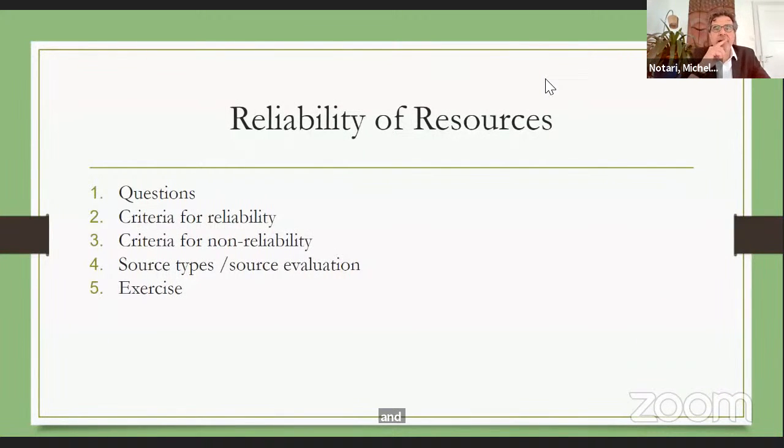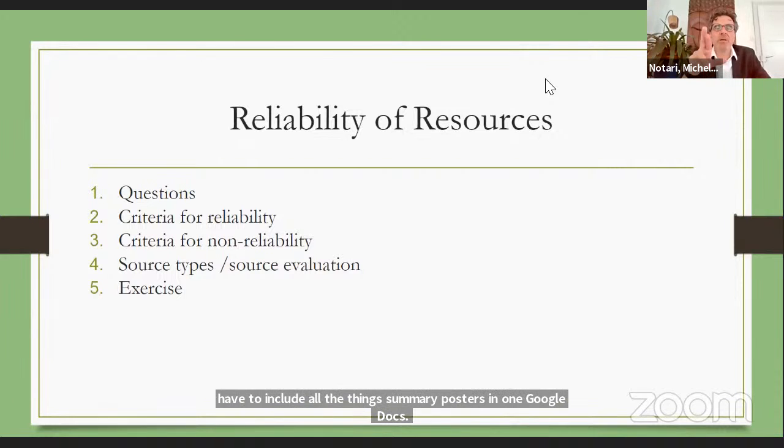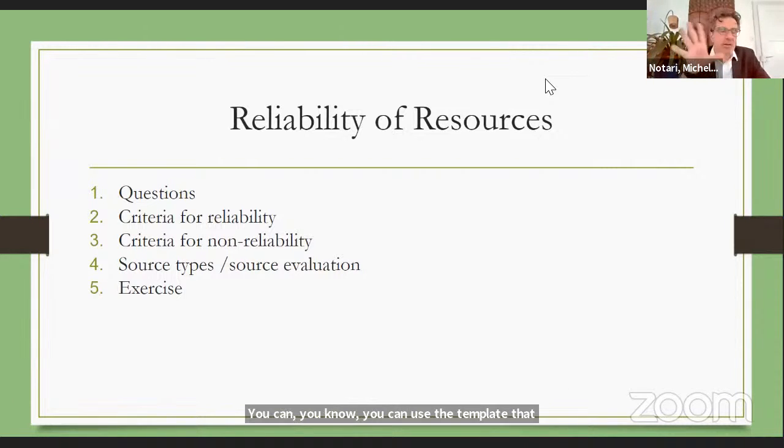I just interrupt because I have a question in the chat. I would like to double confirm, do we have to include all the things, summary, posters, in one Google Docs? No, it doesn't matter. You can use the template I proposed there. If you haven't used it, you can also use another template you create. There are 3 tasks, which can be a couple of files. And of course, you can just give a link to a Google folder where I can access all the other things. So depending on what you publish, you will have all the things.